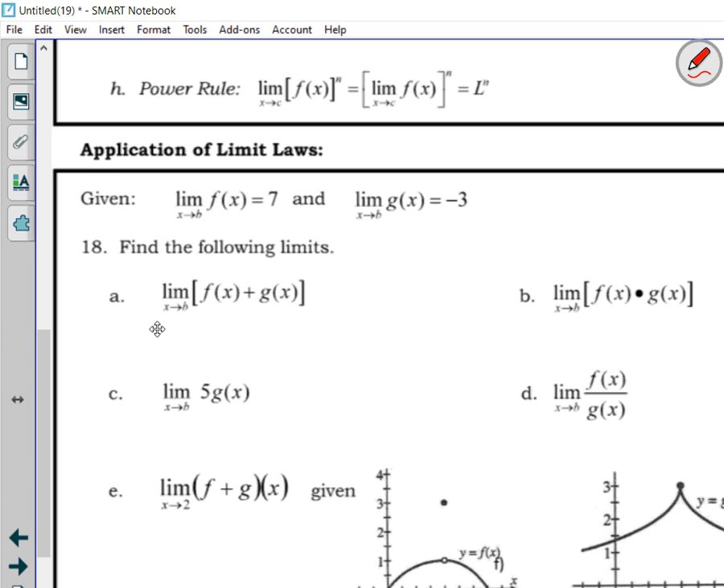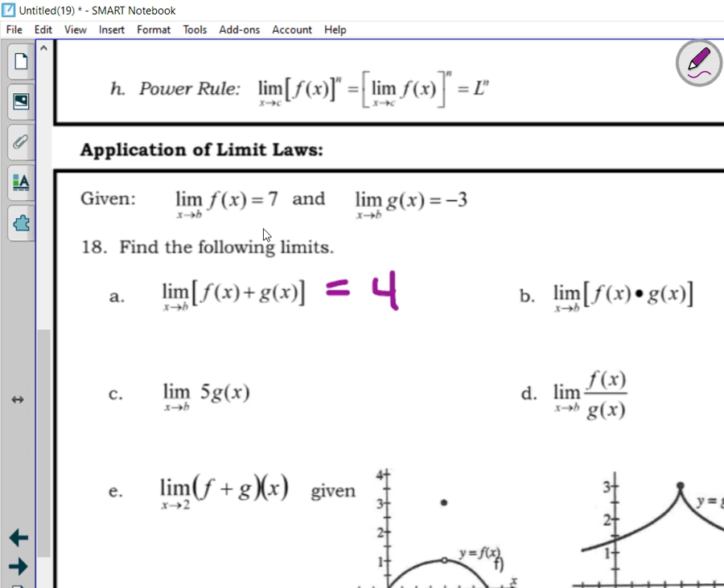So A and B and C and D are pretty intuitive. If I hadn't shown you that whole list of rules and you just saw a question like A on a test, what would you guess the answer to be? 4, right? Because it is 4. It's very intuitive. It works exactly the way you think it should work. You're like, I should be able to do each one and then add them.